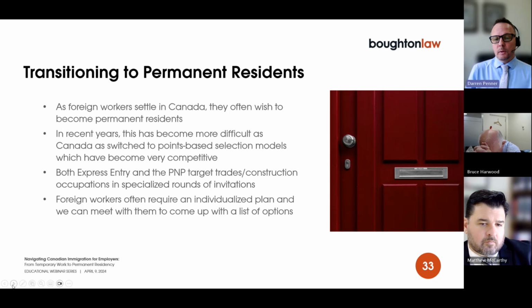So if they're coming under LMIA-based work permits, there's usually no limit to the number of work permits they can get. They can get 2 years and then an additional 2 years and stay here for quite a long time. But what they really want to do is become permanent residents in those cases.